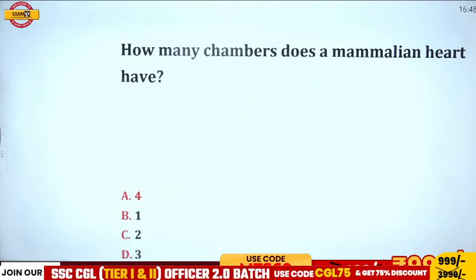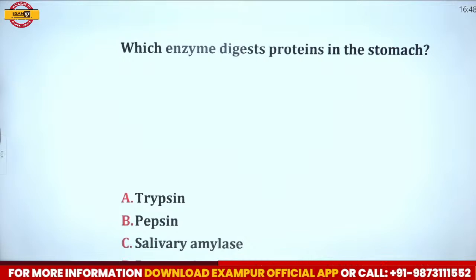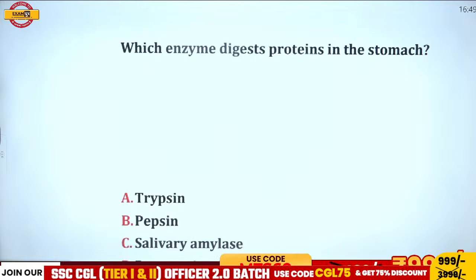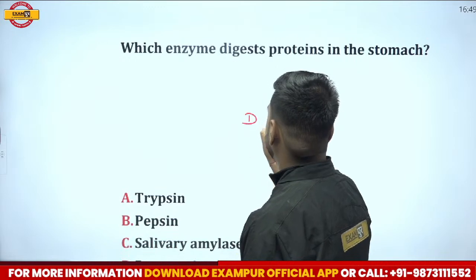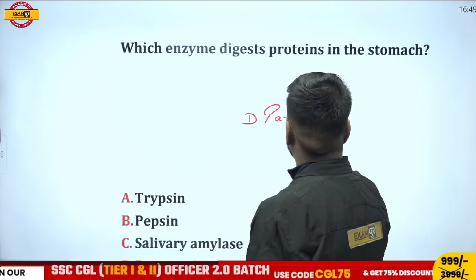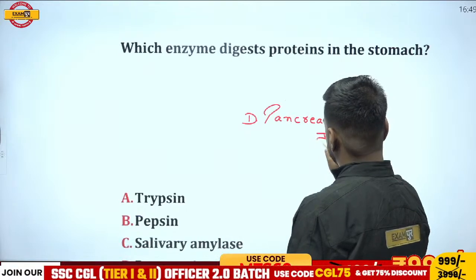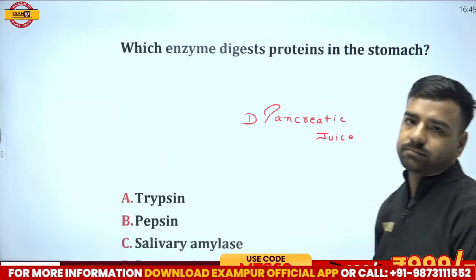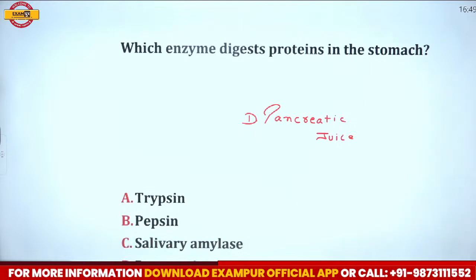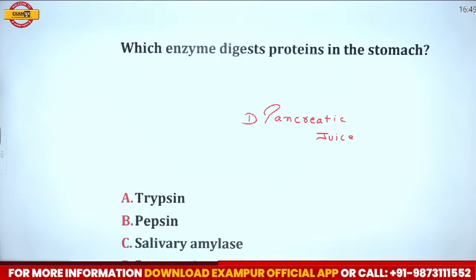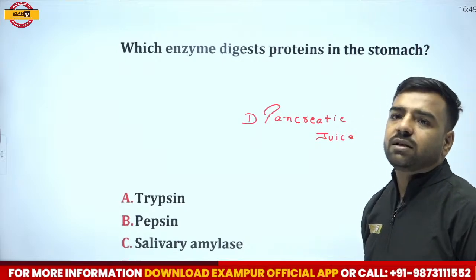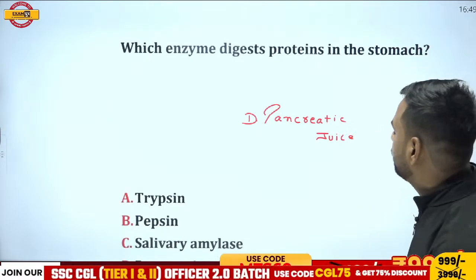Next we have, which enzyme digests protein in the stomach? Is it trypsin, pepsin, salivary amylase or pancreatic juice? What do you think? So I'll write the 4th option here. D option is pancreatic juice. So A, B, C and D. Yes, answer please. Which enzyme digests proteins in the stomach? Since only 3 options are visible here, I have written the 4th for you.